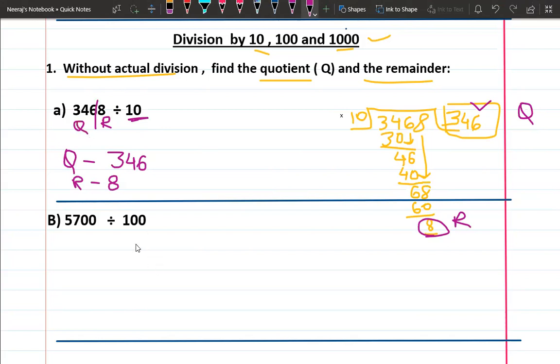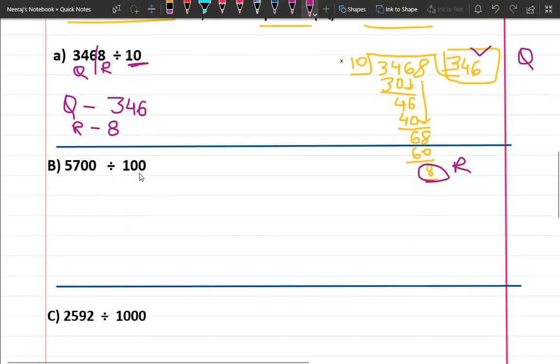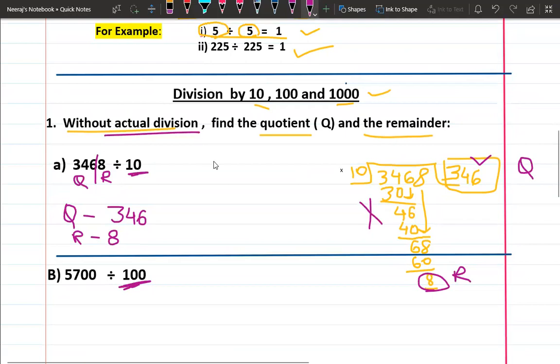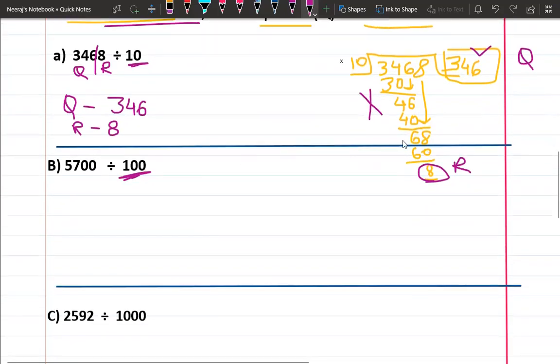So let's try the next number. Here you are dividing by 100, but we will not show this process because we have to do it without division, right? So we will not divide. We will just do it verbally. How will you do it? First we have understood how to divide by 10. Now we'll learn how to divide by 100.